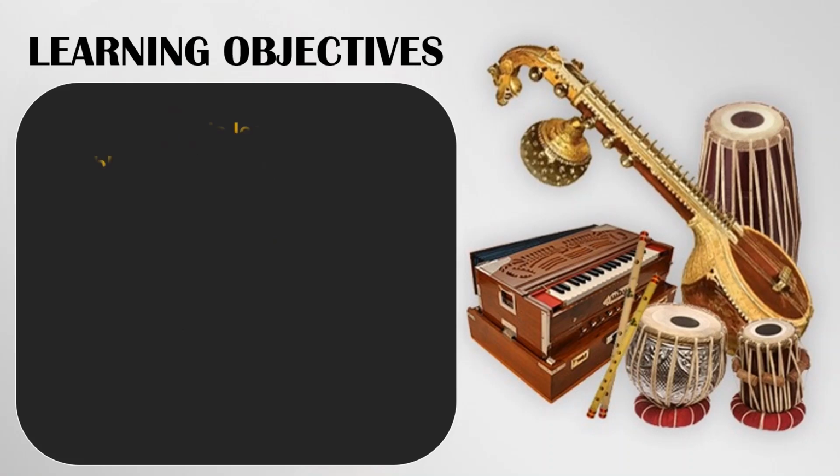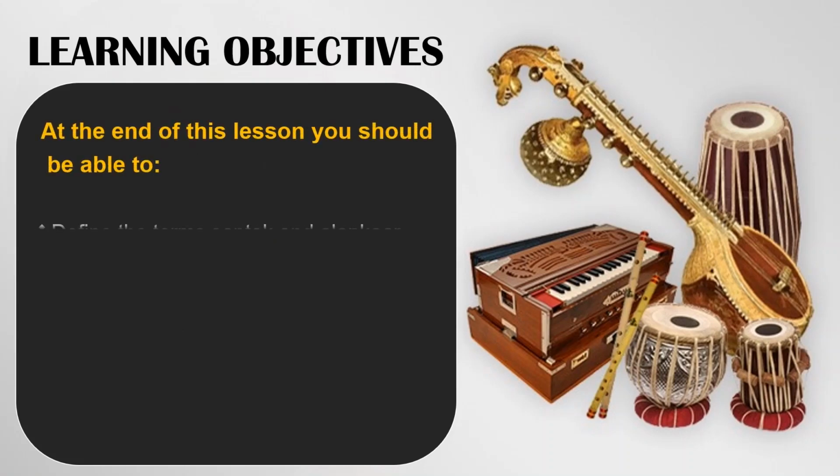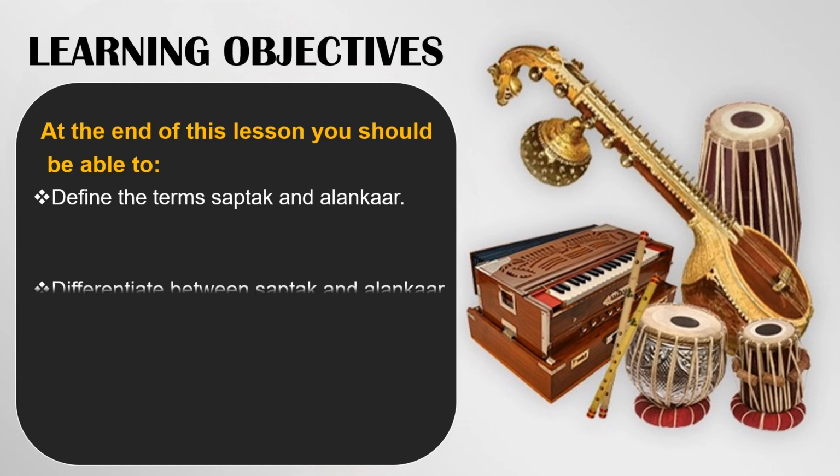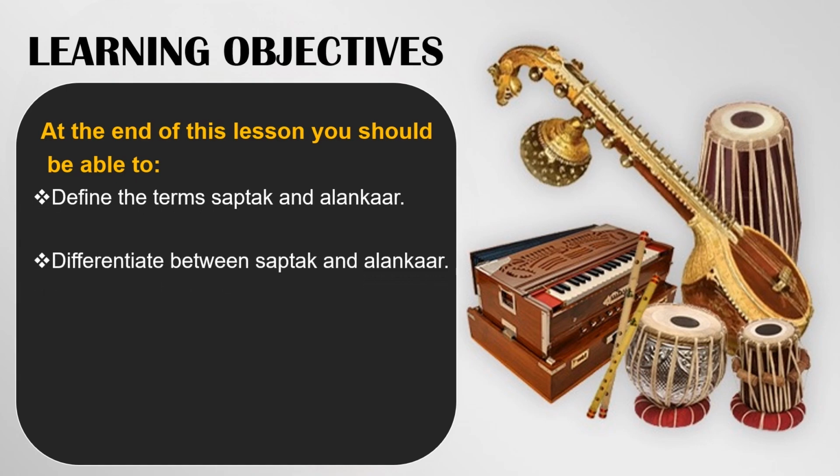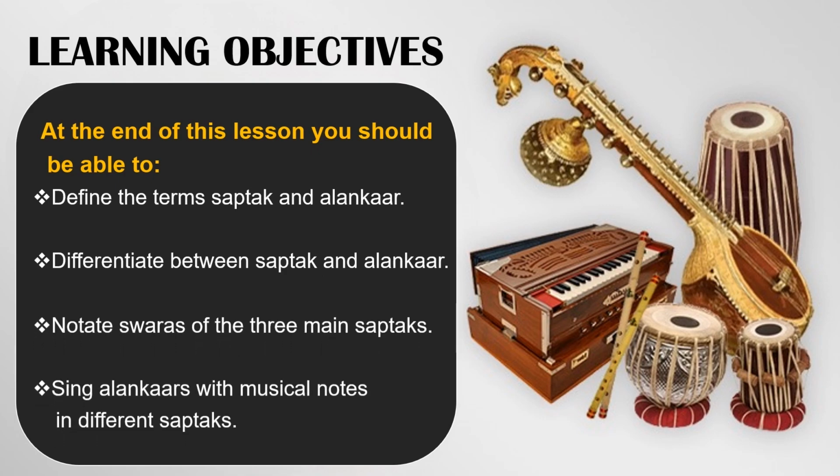Let us have a look at the learning objectives of today's lesson. At the end of this lesson, you should be able to define the terms Saptak and Alankaar. You will also be able to differentiate between Saptak and Alankaar. You will be able to notate swaras of the three main Saptaks. And lastly, you will be able to sing Alankaar with musical notes in different Saptaks.